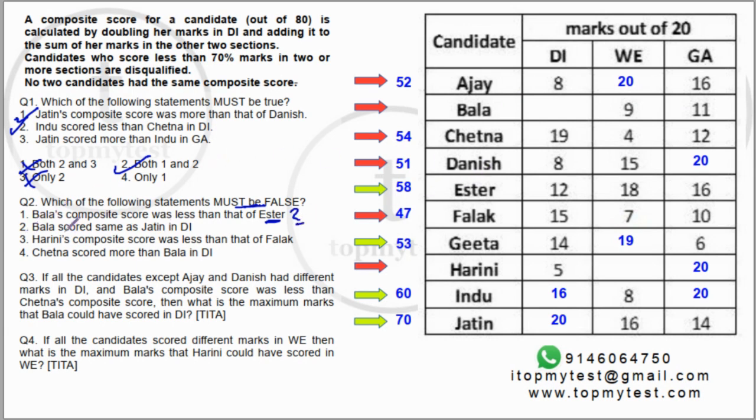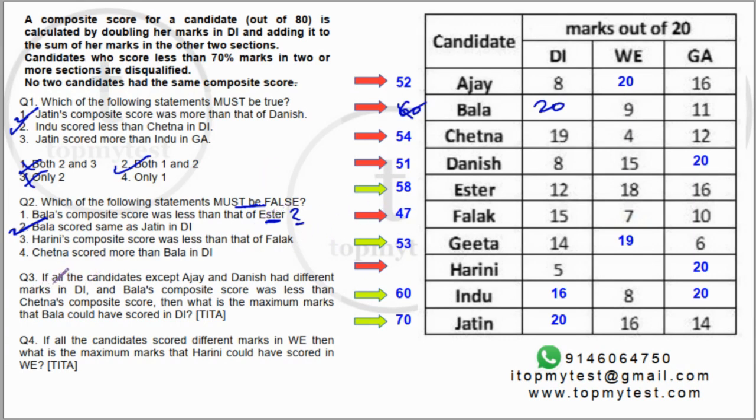Second, Bala scored the same as Jatin in DI. Now if Bala scores 20 here, his total score will be 60, right? But 60 is a score of Indu, which is not possible. So this is not possible. So second is definitely incorrect. Okay, let's go to the next one.